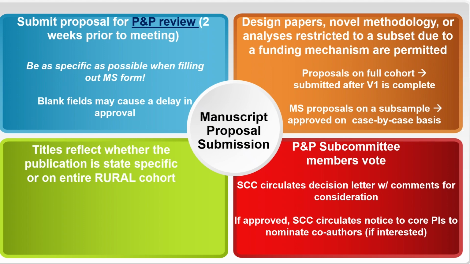At the meeting, the subcommittee members will take a vote. The options are approve, approve with revisions, postpone, or disapprove. The P&P rarely uses the disapprove option. The SEC will send a decision letter with comments for your review and consideration. If the proposal is approved, the SEC circulates a note to the core Royal PIs for them to contact the lead and senior author if they would like to nominate members of their core as co-authors.